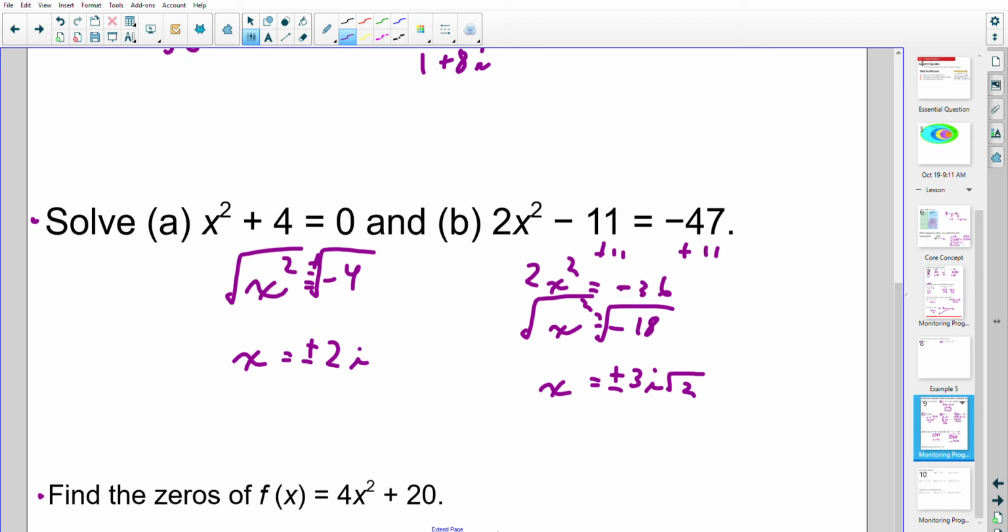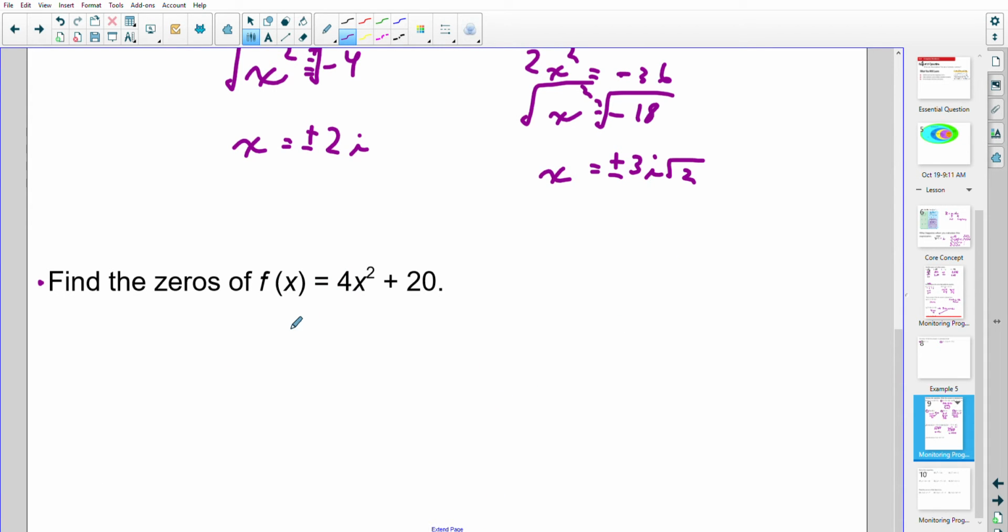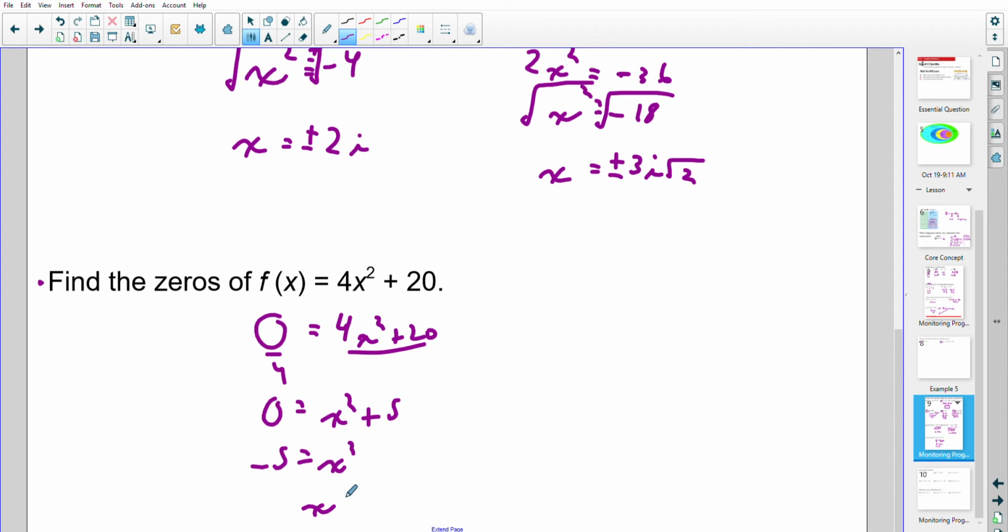Last problem is finding the zeros of this function. Same idea, f of x equals 0, 4x squared plus 20. To make this easier, I can just divide by 4 on both sides. So that's x squared plus 5. All right, that means that your x squared equals negative 5, and you can take the square root of both sides, remembering plus or minus. So that means that your x equals plus or minus i times the square root of 5. You can't do anything with that square root of 5.